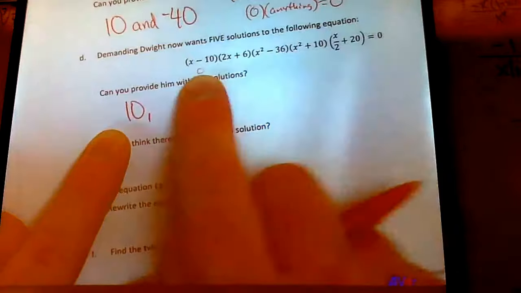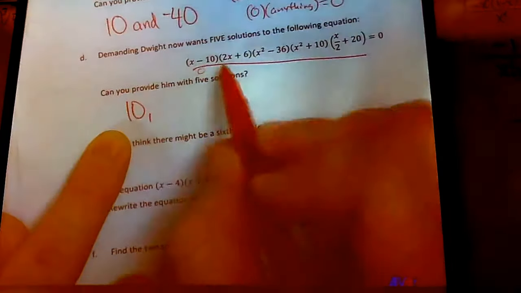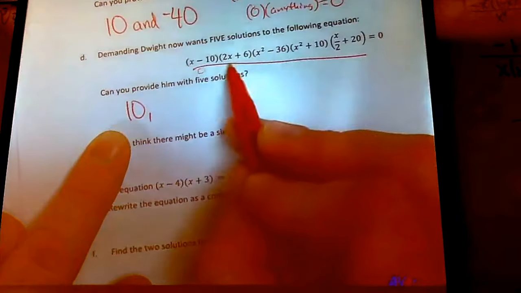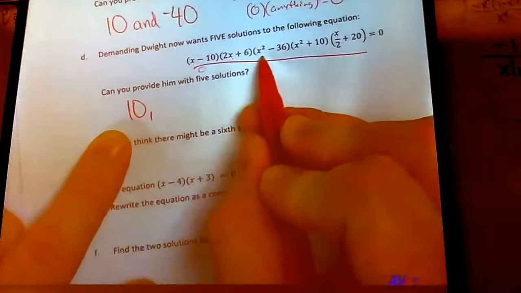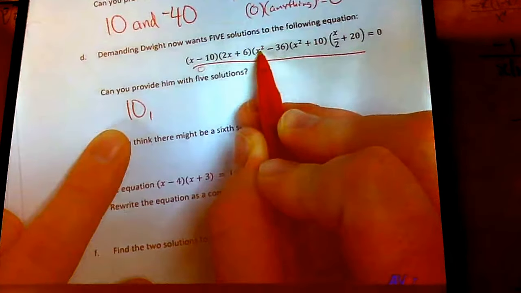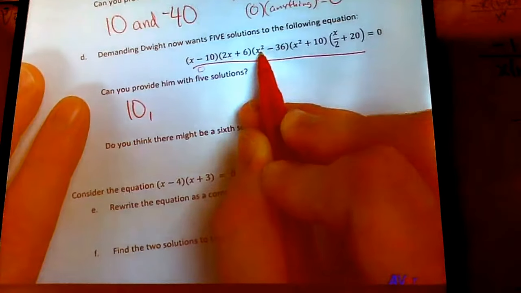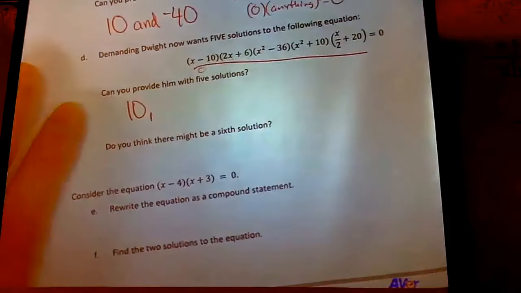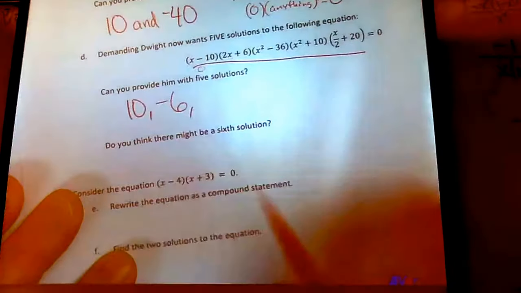Can you give me another thing that'll make this whole big thing equal 0? Negative 6 or something. Which one would that make 0? So 2x plus 6. Oh no, because it's 2 times x. But how about right here? Negative 6, what's negative 6 squared? Hold on. What's negative 6 squared? 36. 36 minus 36 is 0. 0 times anything is 0, so negative 6 works.